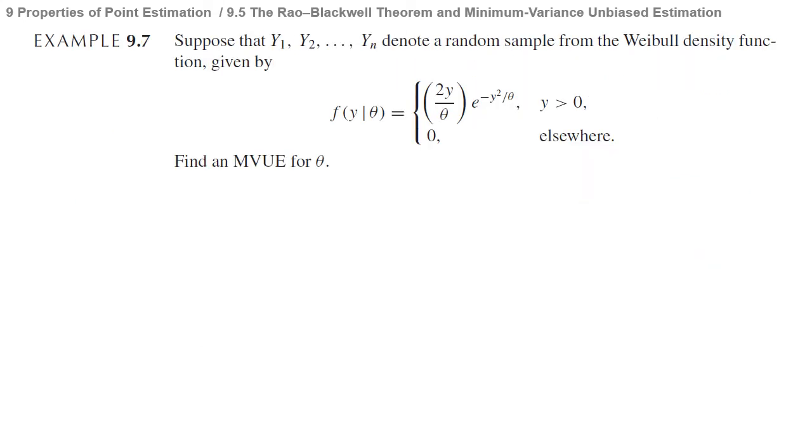Let's move on to example 9.7. Suppose that y1, y2, ..., yn denote a random sample from the Wavelet density function given here, and find the MVUE for zeta. To find an MVUE for zeta, we need a sufficient statistic U.